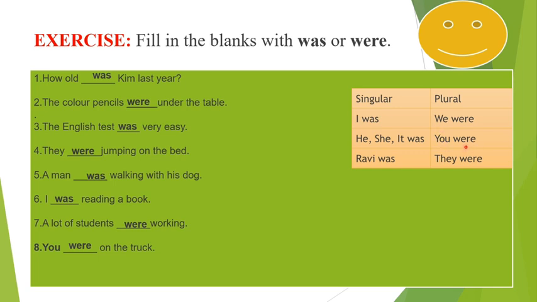So like this, if you keep this table in your mind, and then if you read the question properly, then you will understand where you are using was and where you are using were. So always look for the subject and then decide where you have to use were, where you have to use was.